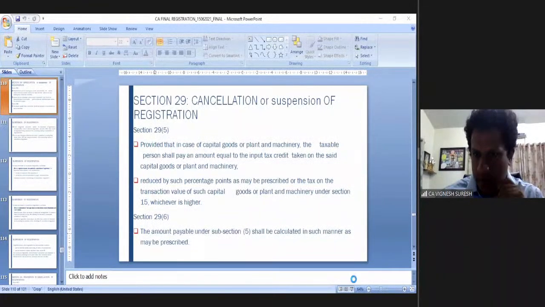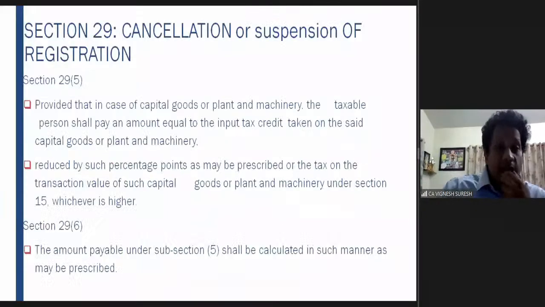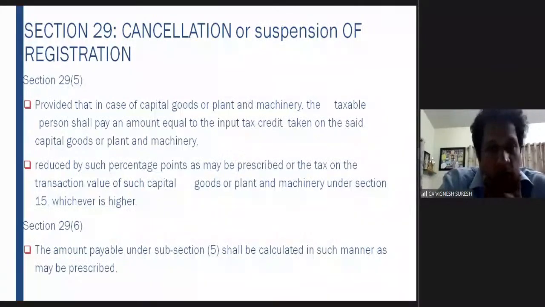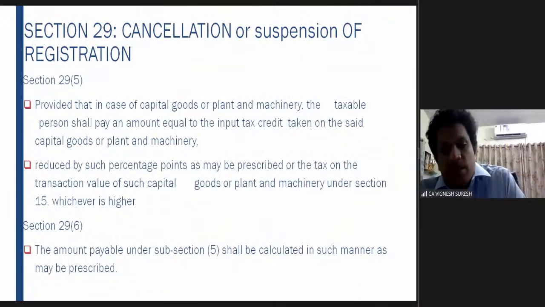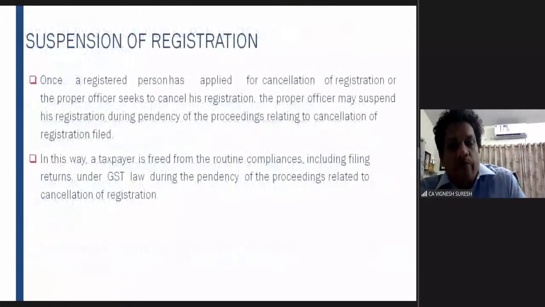Okay, so then moving on. Here, as I told you, in case of capital goods or plant and machinery, the taxable person shall pay an amount equal to ITC, input tax credit, reduced by percentage points, or the tax on the transaction value of such capital goods, whichever is higher. So either reduce the percentage points or tax on the transaction value, whichever is higher. Under Section 29, subsection 6, in the manner as may be prescribed, that amount has to be calculated.